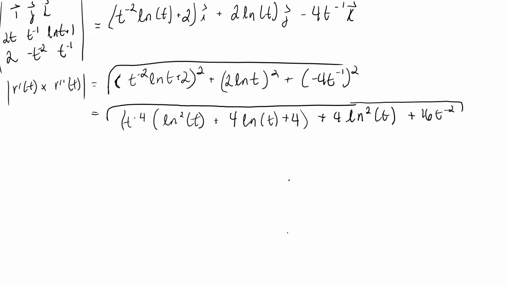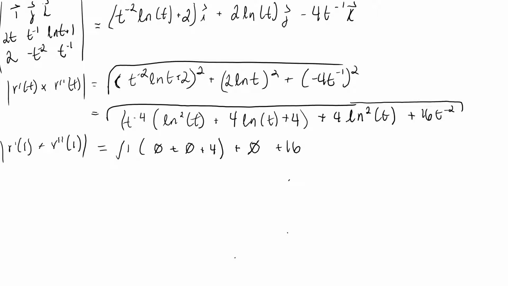Again, we can come in and plug in 1 for t to make our lives easier. And we end up getting 1 times 0 plus 0 plus 4 plus 0 plus 16, all under square root, which gives us the square root of 20.